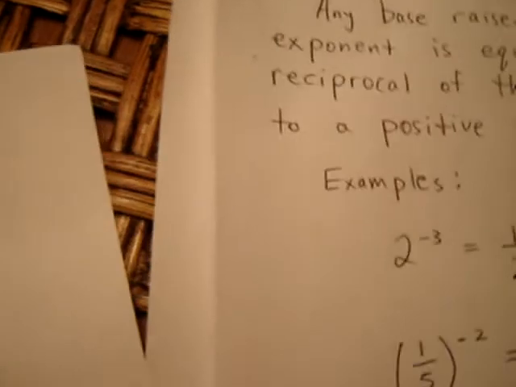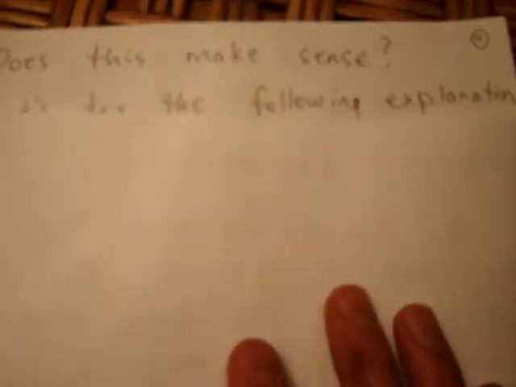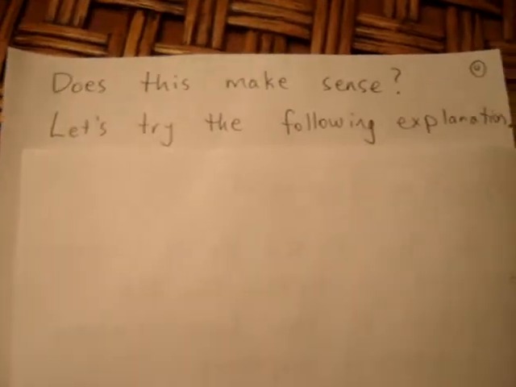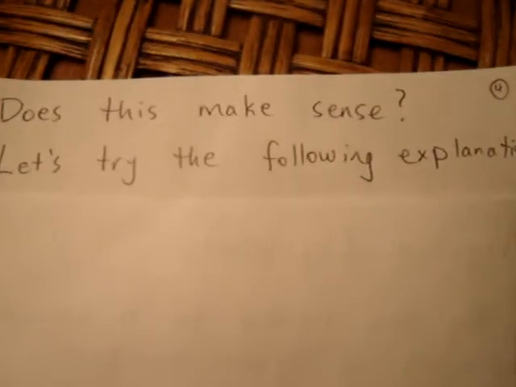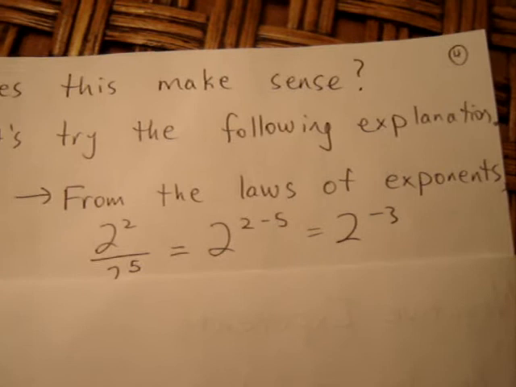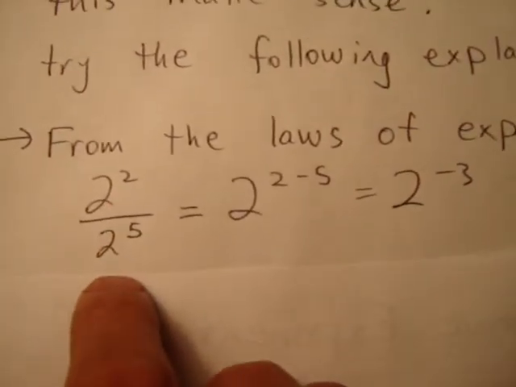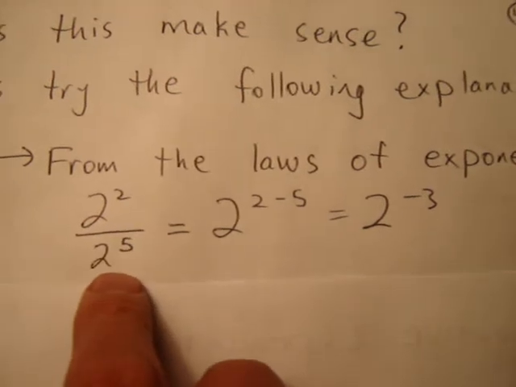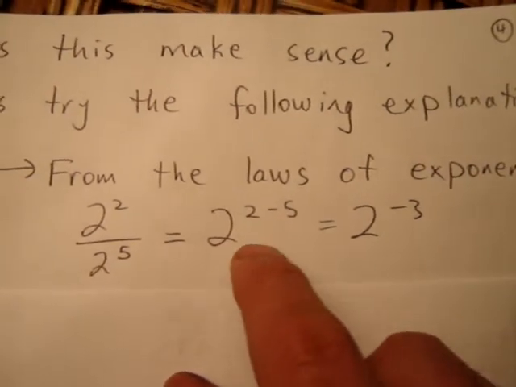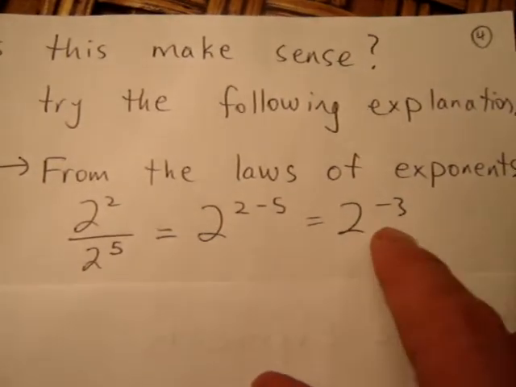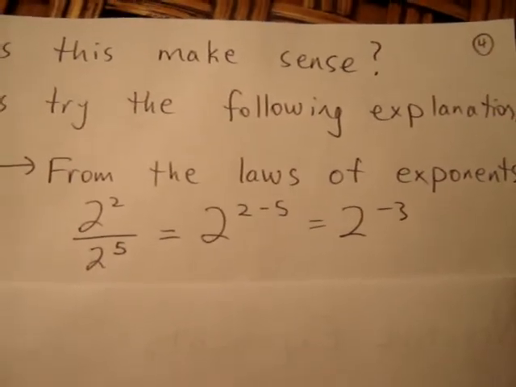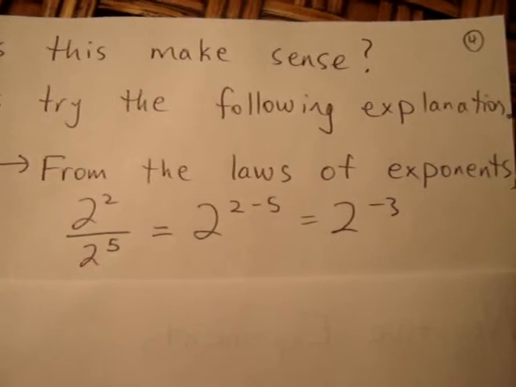Okay, well you might be wondering, how does that make sense? Again, we're going to try one of those roundabout explanations. We'll try the following explanation. From the laws of exponents, we know that 2 to the 2 over 2 to the 5 equals 2 to the 2 minus 5, which is 2 to the negative 3. That's just from the quotient rule. Like bases, we subtract the exponents.